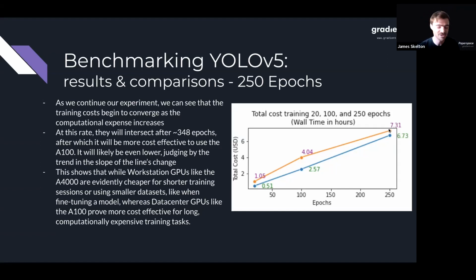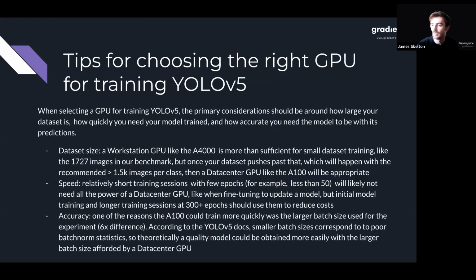It would be my recommendation that you use the A4000 when you're working on something a little less computationally expensive, like, as I said before, fine-tuning or updating a model. And something like an A100 would prove a lot more cost-effective in the long run for computationally expensive training tasks. And let's elaborate a little bit on that.